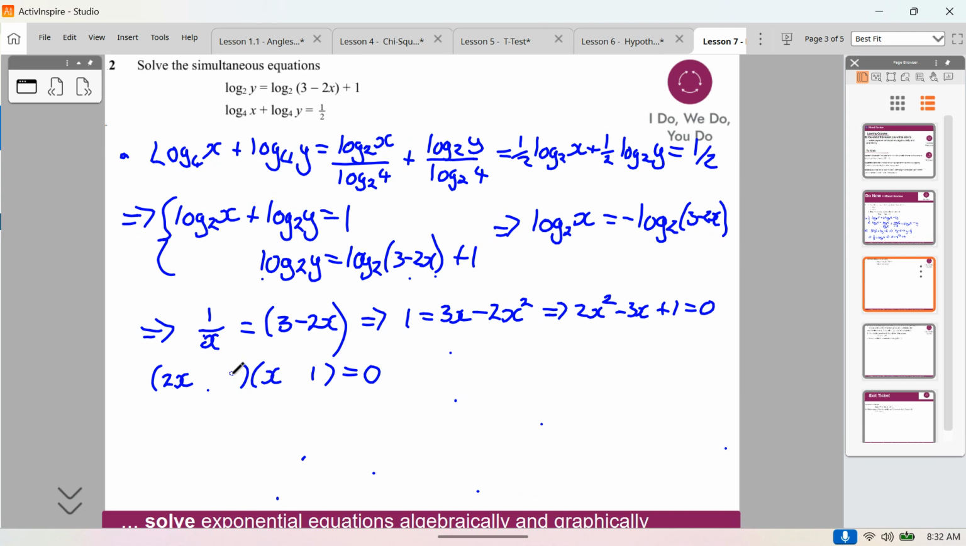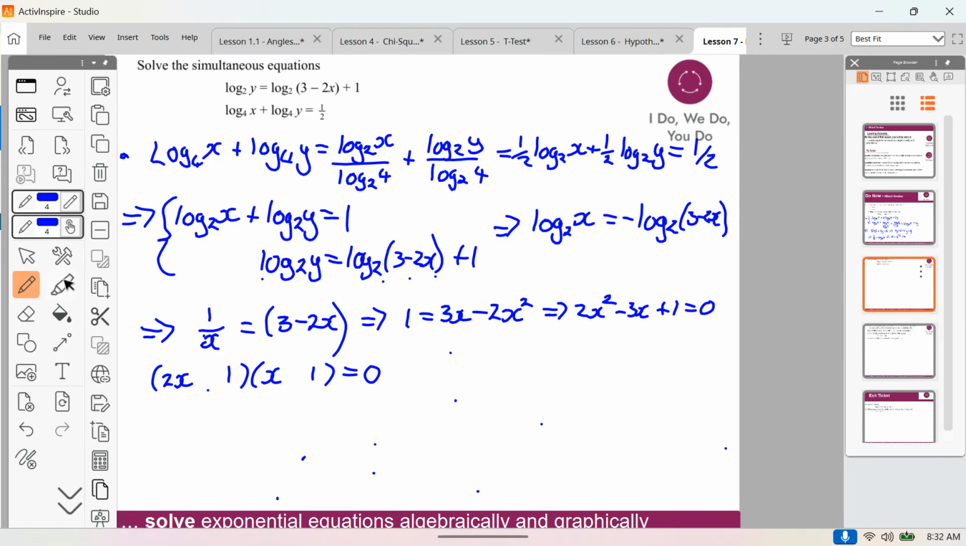Sir, isn't it supposed to be minus 2x squared plus 3x minus 1? Oh, you added both sides. I think that's good. Wait, sir, I'm confused. How did you get 1 over x? This minus sign here, I can move to the other side by multiplying both sides by minus 1. Then I can move it up onto this x here as x to the power of minus 1, and it gives me this 1 over x.